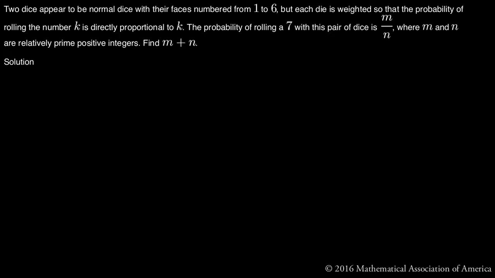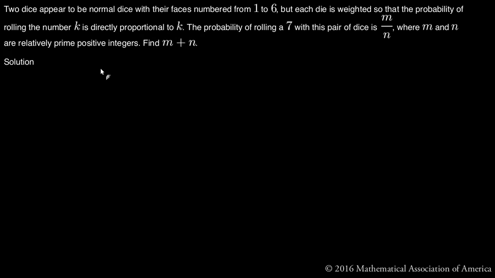Okay, 2016 AIME 1, question 2. Two dice appear to be normal dice with their faces numbered from 1 to 6, but each die is weighted so that the probability of rolling the number k is directly proportional to k. The probability of rolling a 7 with this pair of dice is m over n, where m and n are relatively prime positive integers. Find m plus n.